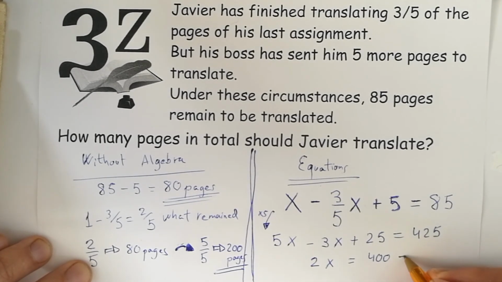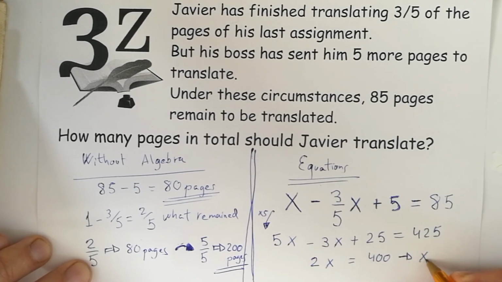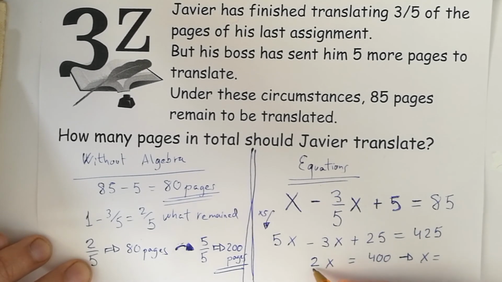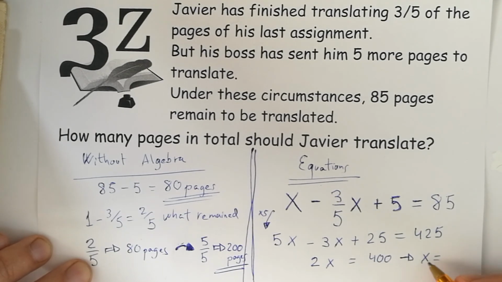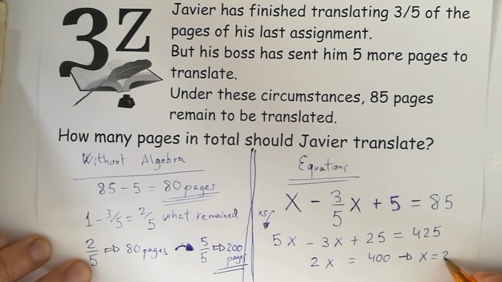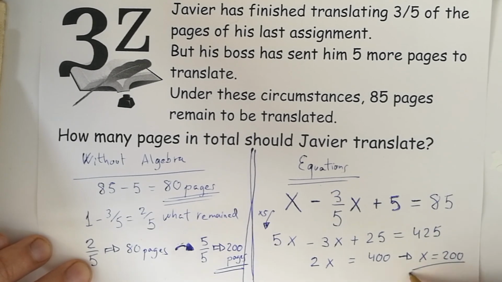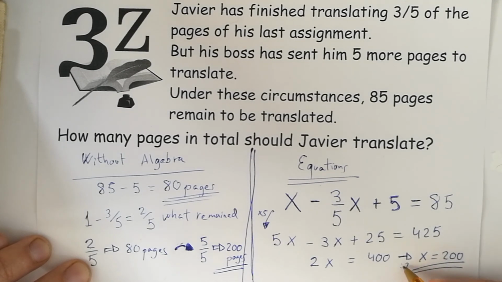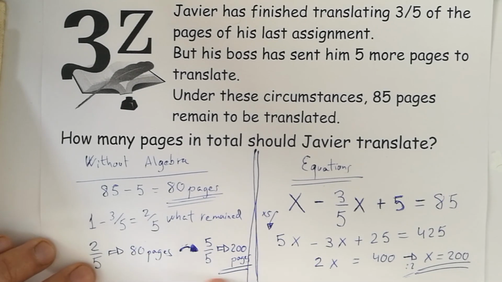And finally, x would be the result of dividing by 2 on both sides, so 200. As you can see, we get to the same result.